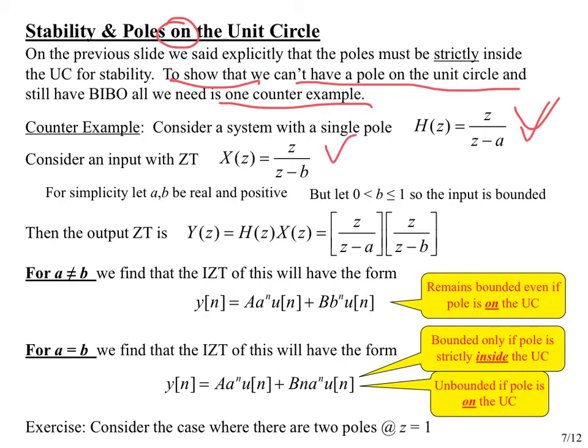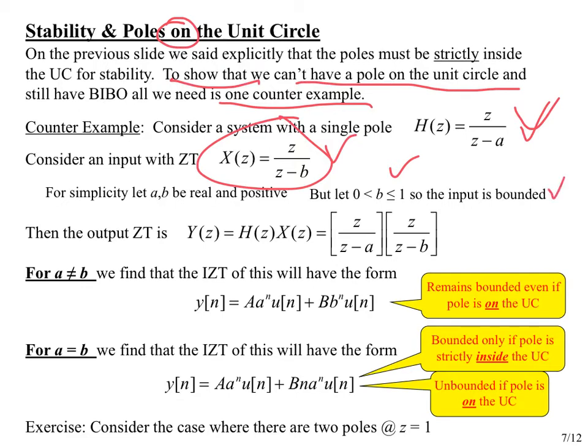We're going to pick an input transform that has the same structure. Now we're going to let b for the input be restricted to be less than or equal to 1, but greater than 0. So that tells us that the input is bounded. Remember, if b is less than 1 and we inverse transform this, we get a decaying exponential. If b is equal to 1 and we do the inverse transform, we get x of n equal to the unit step.